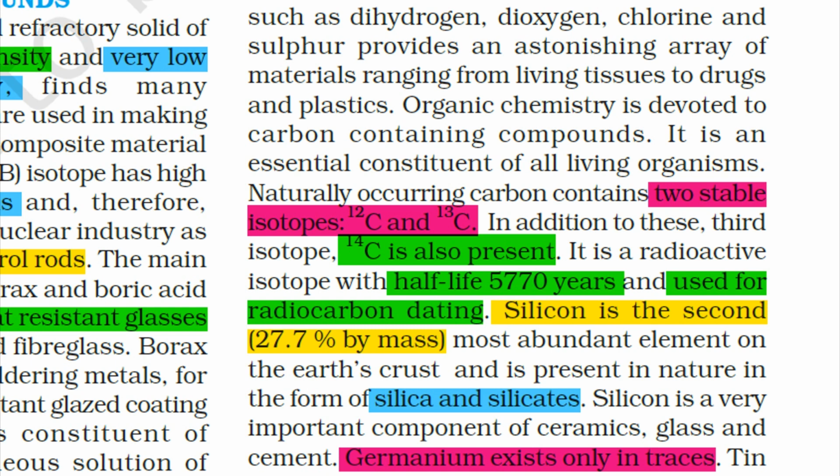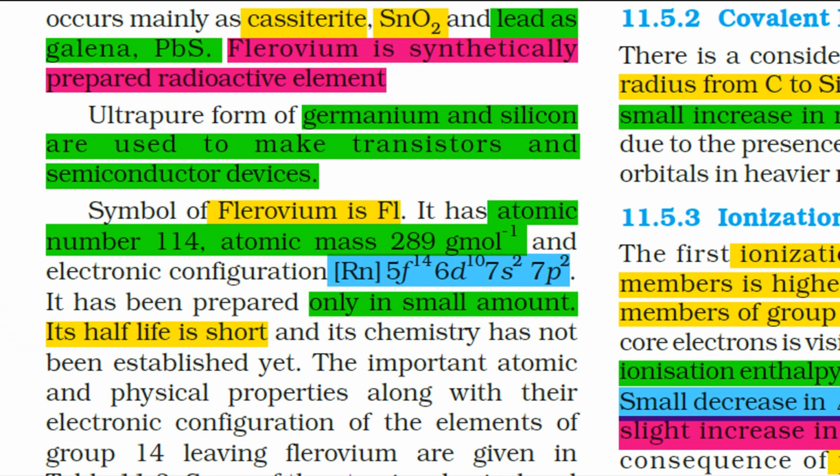Next, silicon is the second most abundant in Earth crust, that is 27.7% by mass, and present in nature in the form of silica and silicates, and silicon is the most important component of ceramics, glass and cement. Germanium occurs in traces, tin occurs as cassiterite, SnO2, and lead as galena, PbS. Next, ultra pure forms of germanium and silicon are used to make transistors and semiconductor devices.